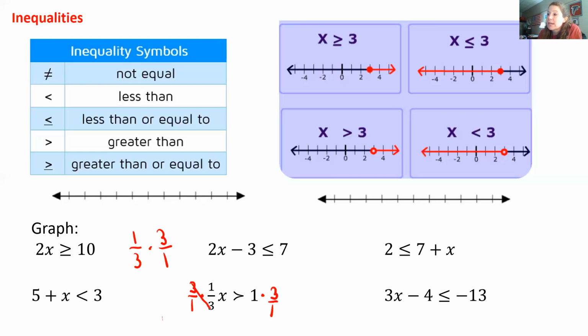So 3 over 1 times 1/3 is 1, and 1 times x is x. We bring down our greater than sign, and 1 times 3 is 3. So we want our 3 in the middle of the number line. We're going to have an open circle because it doesn't have an or equal to sign, and our arrow points to the right. Okay, so how'd you guys do? Did you get it?